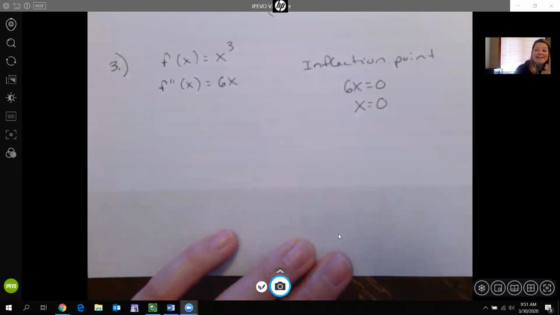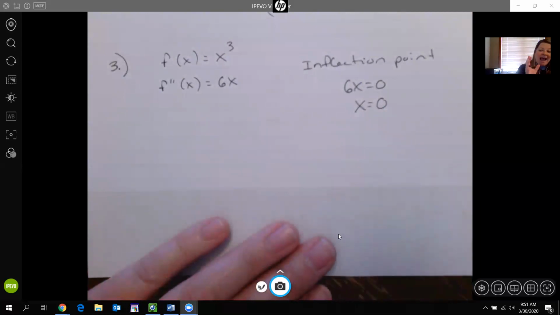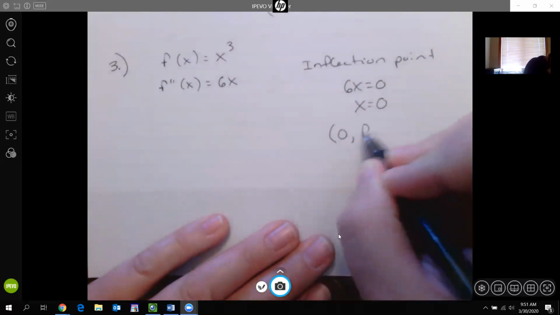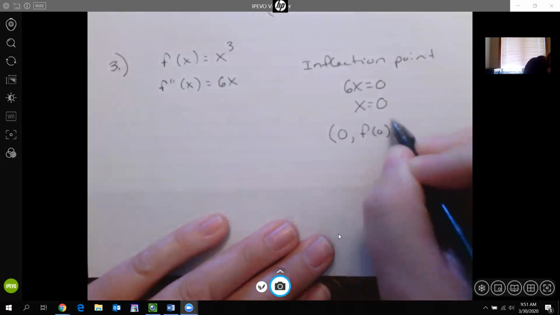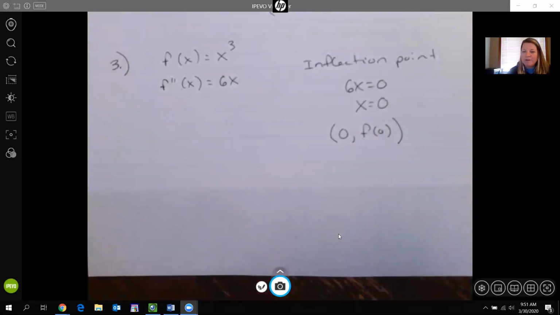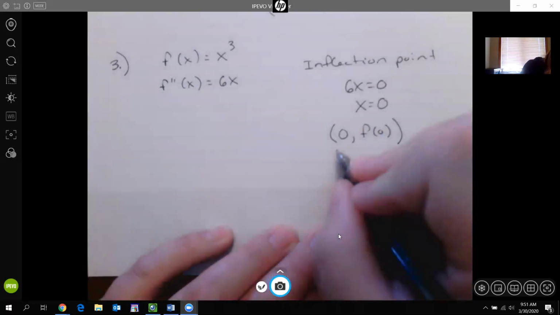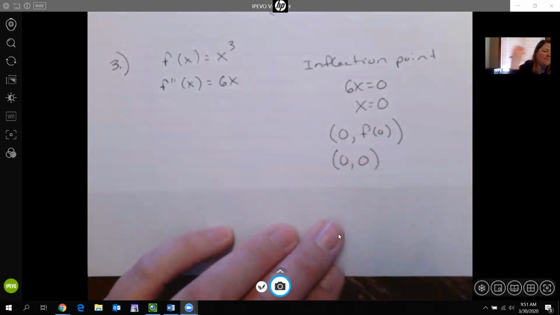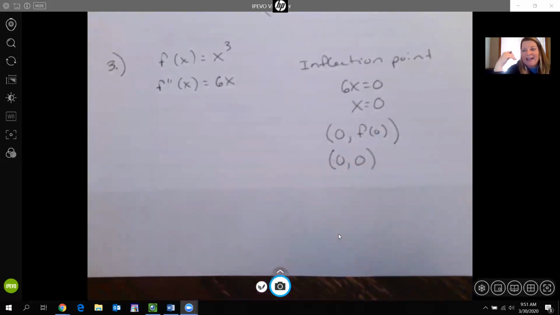So the x value is 0. If it happens to ask for the full point, what we would do is put the 0 into our original function. And I want to write that kind of weird like that, just to remind you that I'm putting that 0 into the original. So if I put 0 into the original function, I get back out 0 because the original function was x to the third. 0 to the third is still 0. So our inflection point for this one is (0, 0).